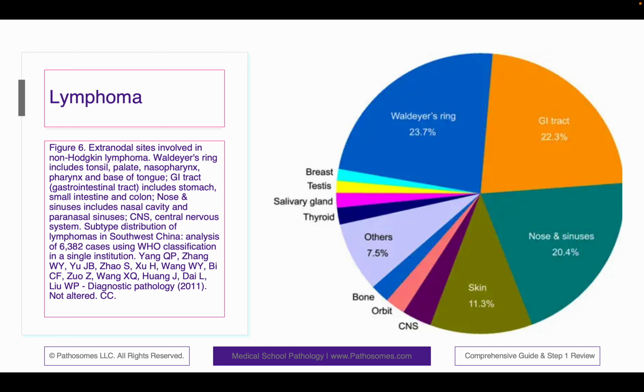With regards to extranodal sites involved in non-Hodgkin lymphoma, Waldeyer's ring, including the tonsils, palate, nasopharynx, and the base of the tongue, can be involved, as well as the GI tract, stomach, small intestine and colon, the nose and sinuses, various areas, even the CNS can be involved.